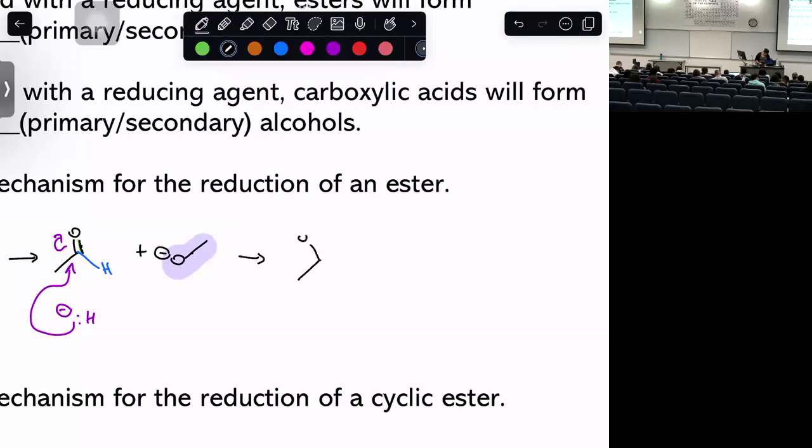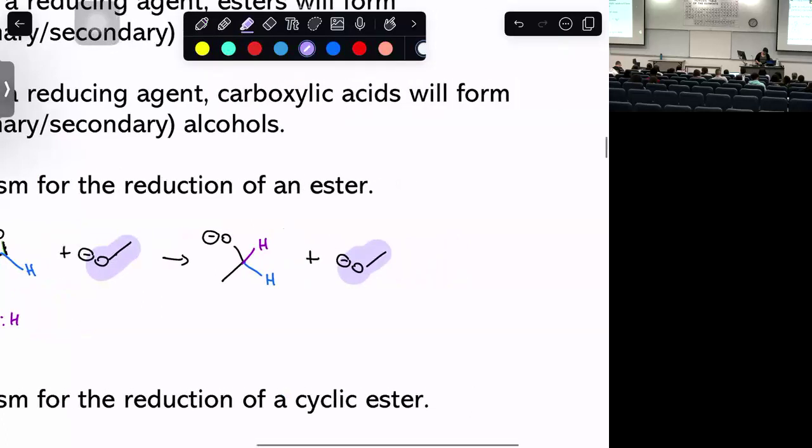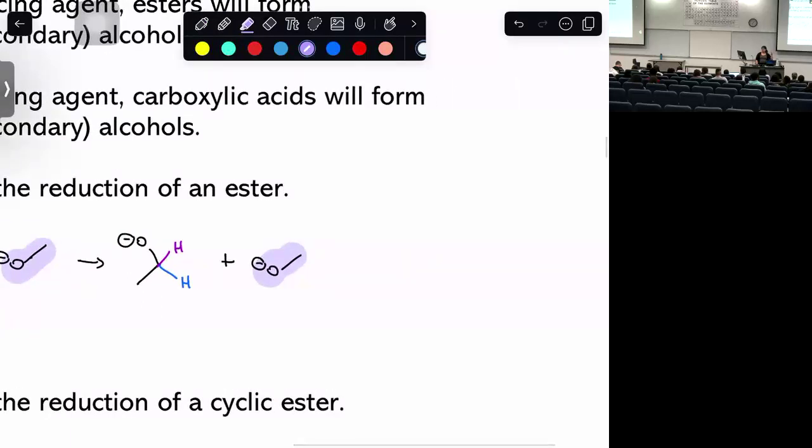So now we end up with oxygen minus, the hydride ion from the first nucleophilic attack, and now I have a second hydride ion here. And I still have my byproduct. Again, that came from my leaving group. So far, does that make sense? We're good. Okay, we're keeping track of everything. So now, what do I have to do?